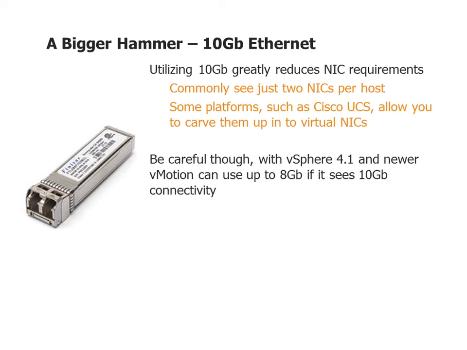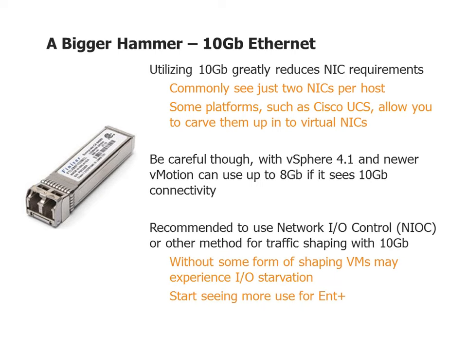But you see some interesting things with newer versions of vSphere. If they see a 10 gig connection, they'll use up to 8 gig of it for vMotion. And so we actually do some QoS to kind of push that down a little bit and make sure vMotion doesn't cause IO starvation or something like that if you're using NFS or iSCSI. We do that one of 2 ways, NIOC, Network I/O control, which we'll talk about in the next lesson, or another method for traffic shaping, such as what Cisco UCS does within what it calls its fabric interconnects.